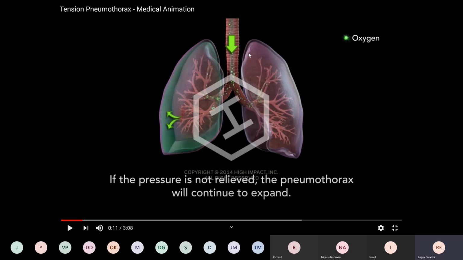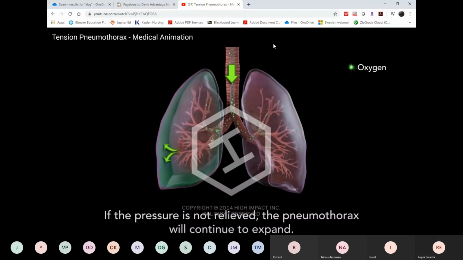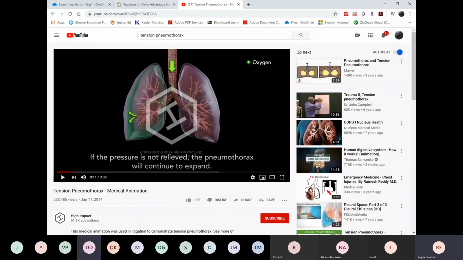Now, there should be no pressure inside there, because like I said, it's a sac. So it's like a balloon. You put your fist in it, not inside the balloon's air, but into the balloon. Can you picture that? Yes or no? Yes. Okay.